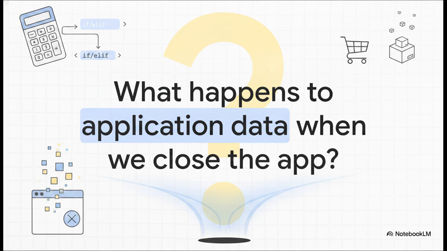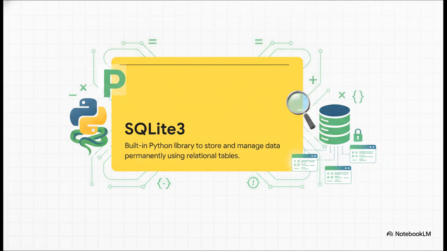In a basic script, the moment you hit that X on the window, all that data just vanishes into thin air. For a real-world application, that's literally a disaster. The hero of the story is SQLite 3. It's an absolutely incredible, lightweight library that's built right into Python out of the box. It lets us seamlessly create a database file, connect to it, and save our data securely in organized tables. That means all of your users' information is right there, waiting for them the next time they open the app.